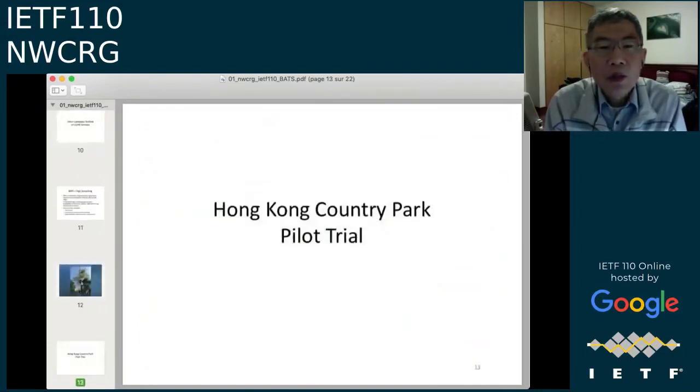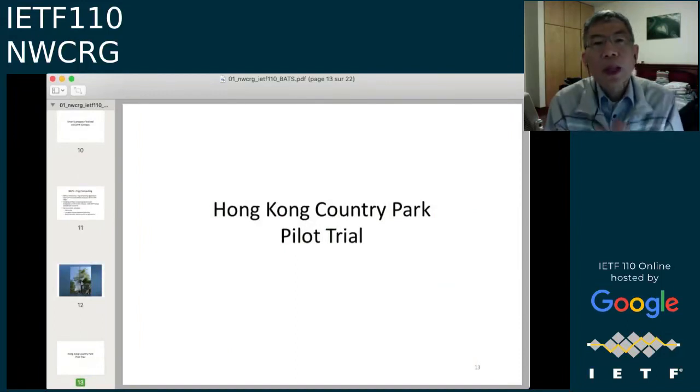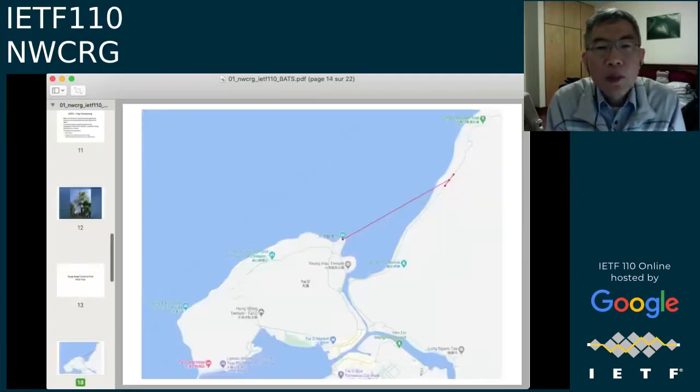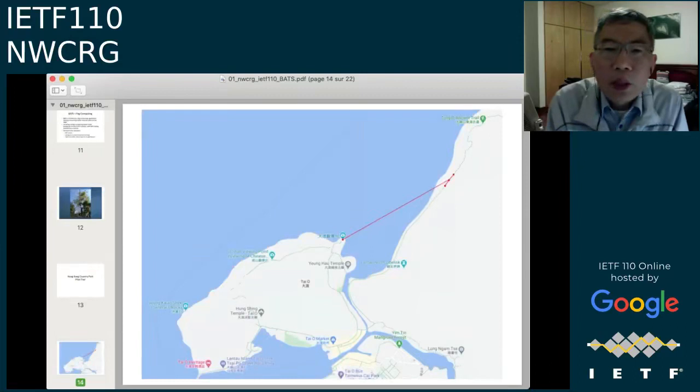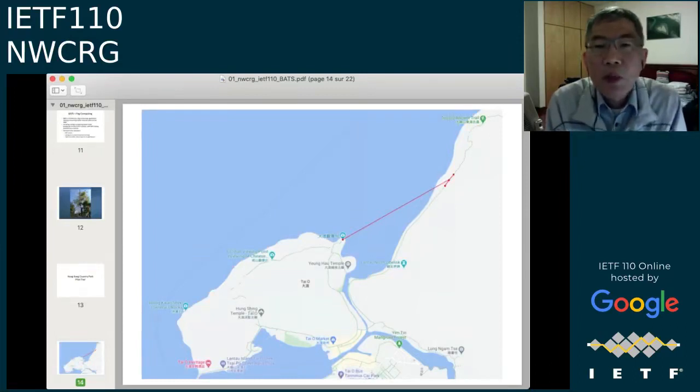Okay, we also have started a new pilot trial at one of the country parks in Hong Kong. Next, please. So in this map, you see that we're going to build a 4-node pilot trial in a country park, which is not well covered by the cellular network, and that poses threats to hikers, in addition to being inconvenient. Okay, so what we're going to do is to extend the network to the country park via the BATS technology. Next, please.